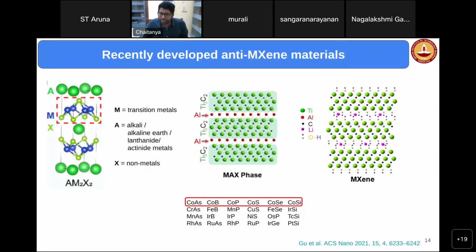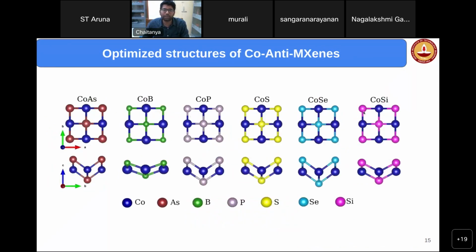Several anti-MXenes were found in this particular paper, and among these we considered the cobalt-containing anti-MXenes because they found that cobalt boride has a very high specific charge capacity for lithium. So we considered these cobalt-containing anti-MXenes, and we studied each one of the properties that I mentioned earlier. This is how they look: cobalt arsenide, boride, phosphide, and so on. As I mentioned, this is the metal atom, and above and below you have the non-metal atoms.